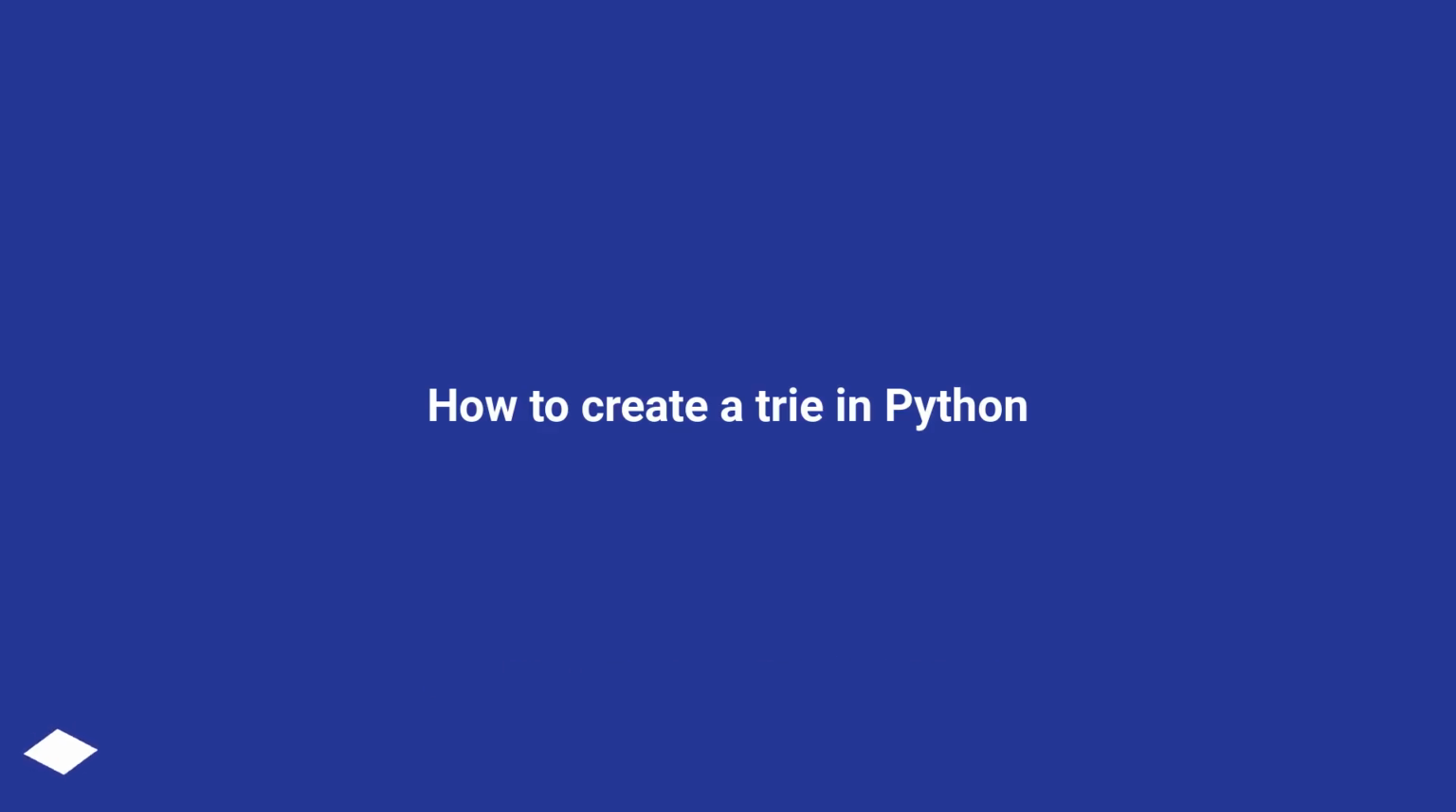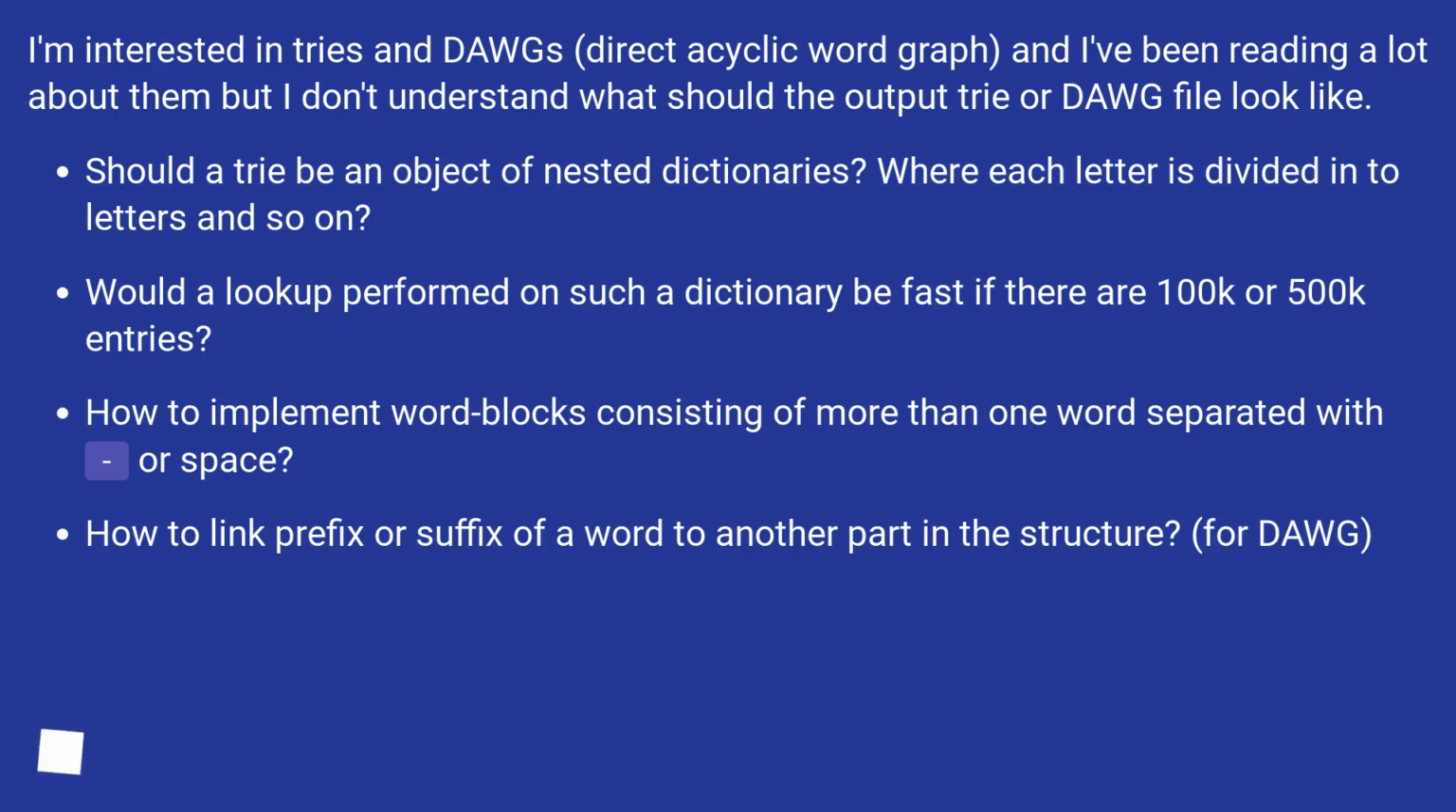How to create a trie in Python. I'm interested in tries and DAWGs, directed acyclic word graphs, and I've been reading a lot about them, but I don't understand what the output trie or DAWG file should look like. Should a trie be an object of nested dictionaries, where each letter is divided into letters and so on? Would a lookup performed on such a dictionary be fast if there are 100k or 500k entries?